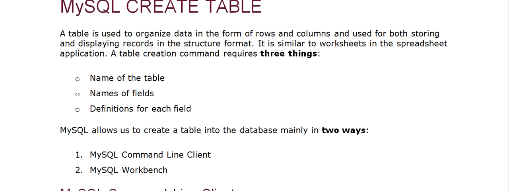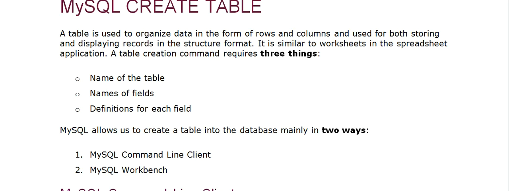So now the next one that you can see is MySQL create table. After the database has been successfully created, the next thing we will be doing is creating the table. A table is used to organize the data in the form of rows and columns, and is used for both storing and displaying the records in a structured format. So basically speaking, the information is now going to be stored in the table. The information from the user's perspective is going to be kept in this create table.